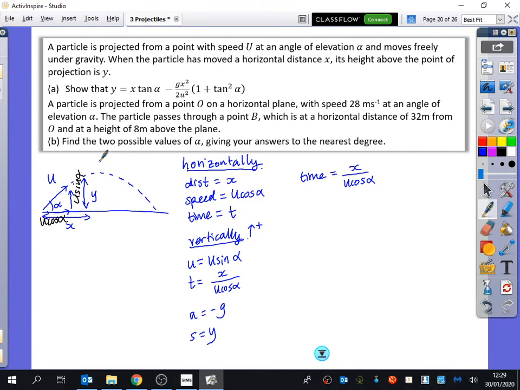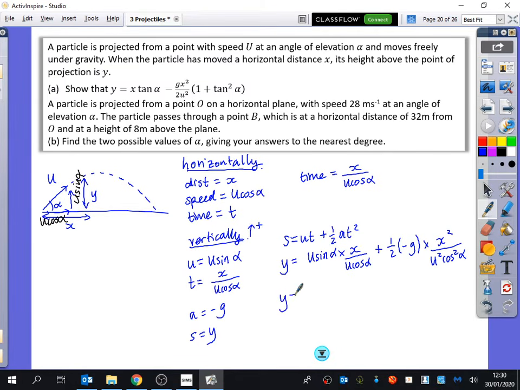As long as you understood everything you were doing with numbers, it's just the same. It's just all algebra. And we are going to connect those together using s equals ut plus a half at squared. So y is equal to u sine alpha multiplied by t, which is x over u cos alpha, plus a half times minus g times t squared, which is x squared over u squared cos squared alpha. And there it is. That's going to simplify to that.